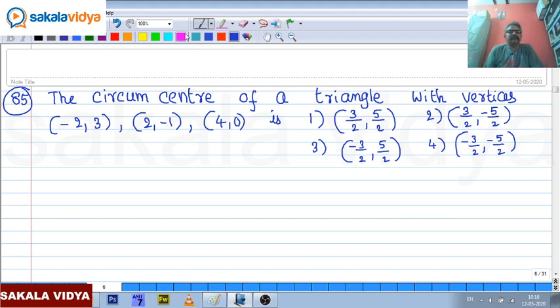First, the circumcenter of a triangle with vertices (-2, 3), (2, -1), (4, 0). One of the vertices we need to make (0, 0). So that means here we subtract.